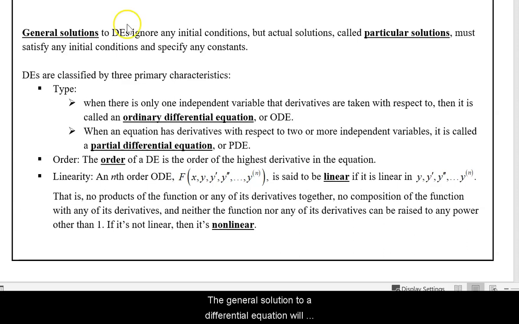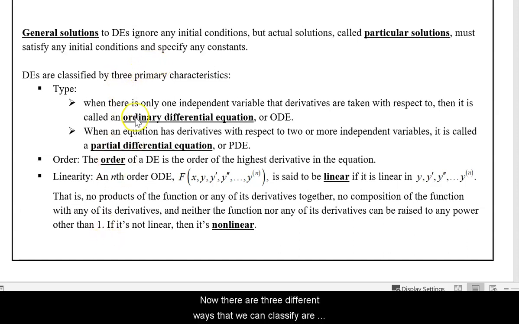The general solution to a differential equation will ignore the initial conditions and leave it as plus c. That would be the general form of the solution. A solution for a particular problem, however, is what's called a particular solution, which has to satisfy any initial conditions given, and it will specify the constant so that you will no longer have plus c, but as in previous equations, you'll have a definite constant, even if that constant is, of course, 0.